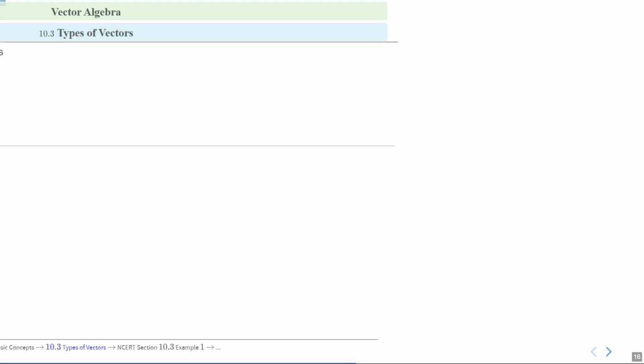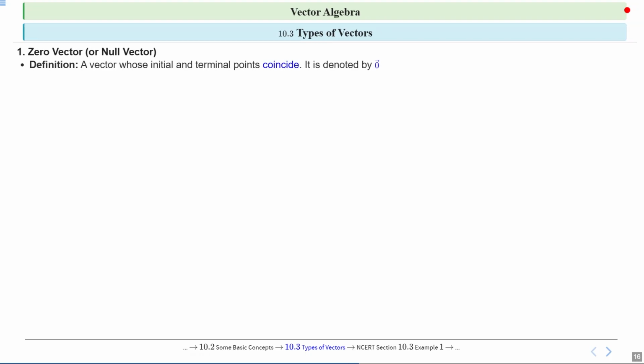So first, zero vector or null vector. Definition: a vector whose initial and terminal points coincide, it is denoted by zero vector, right? Magnitude of zero vector is equal to 0. Direction: zero vector has no direction, right?